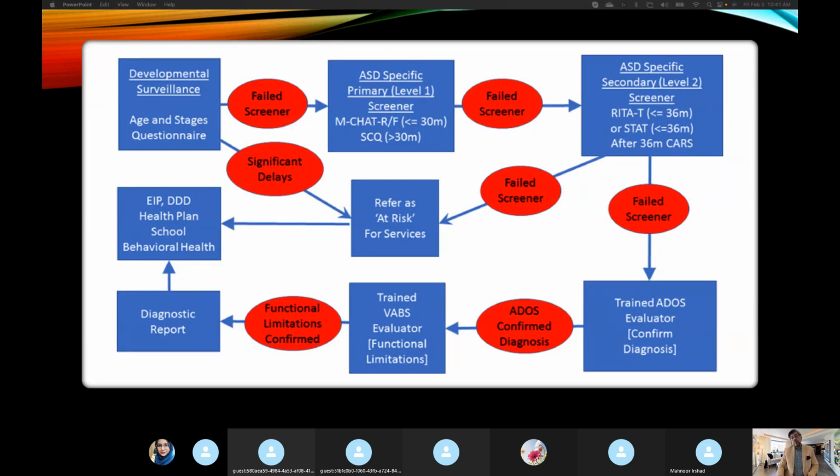So you may make a mistake in diagnosing if you are just using the screening tools. Like in Pakistan, I know that most of the psychologists use CARS, which is just a screening tool for autism. It's not a diagnostic tool. So CARS does not have good sensitivity and specificity to diagnose it. So the basic theme is that for autism spectrum disorder, at primary level 1, a screening questionnaire should be given. Developmental surveillance is required. ASD-specific secondary screeners like RITA or STAT should be given. Then health plan of school, behavioral strategies, diagnostic reports should be maintained.